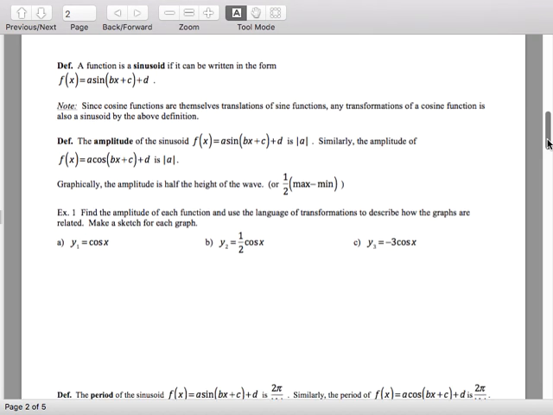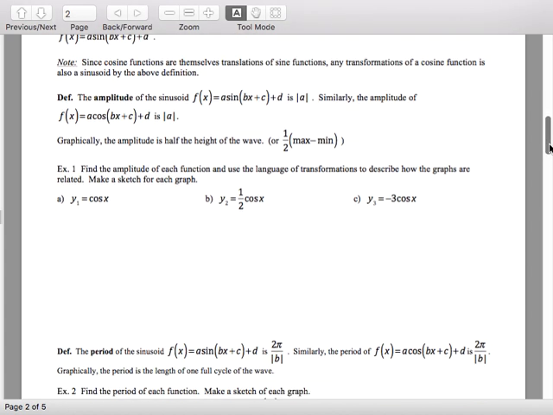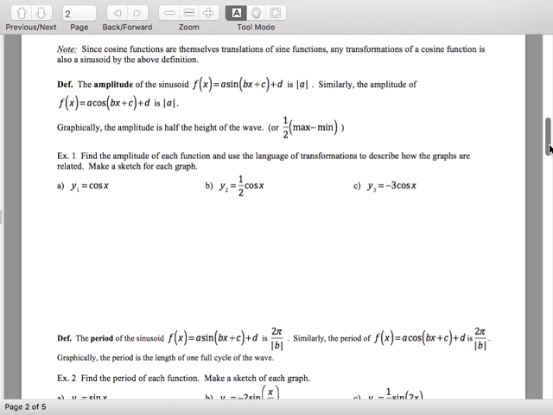All right, the amplitude is the absolute value of A when it's in this form. Another way to look at amplitude, it's half the height of the curve, or one half your maximum minus the minimum. So in example 1, we want to find the amplitude, and we're going to make just quick sketches here. I've got my 5 main points, and you are going to get tired of writing them, but the good news is you will know them like the back of your hand.